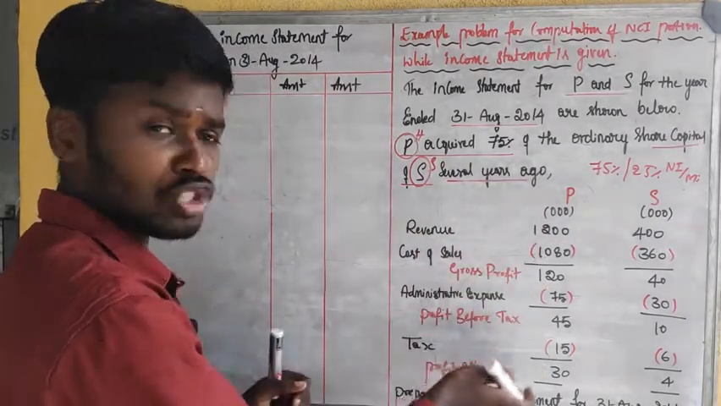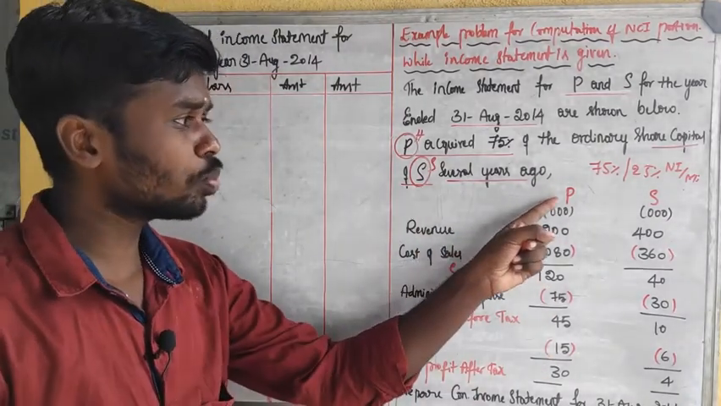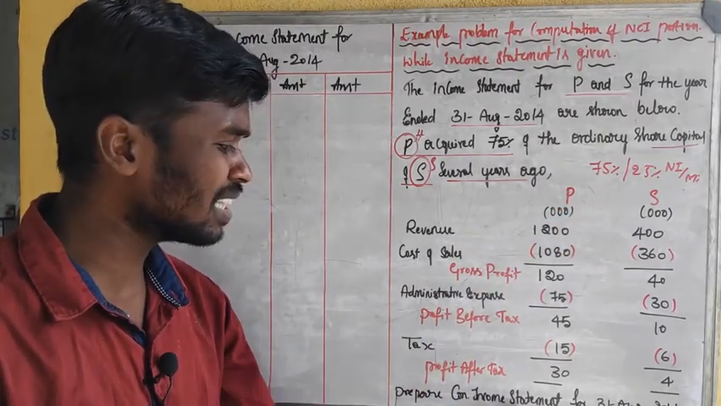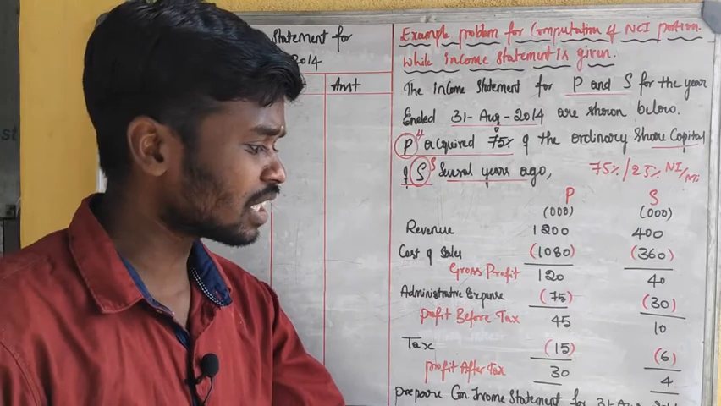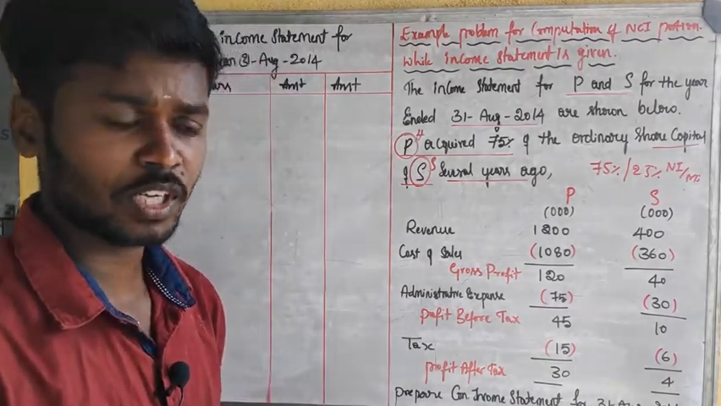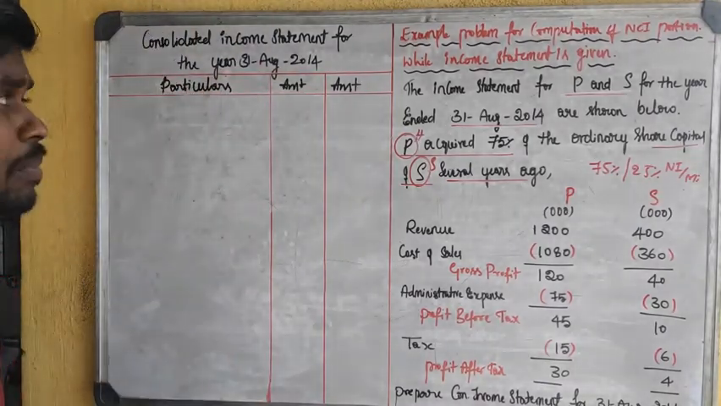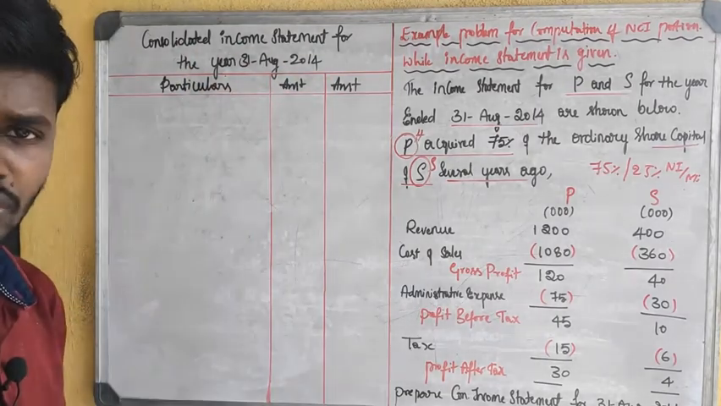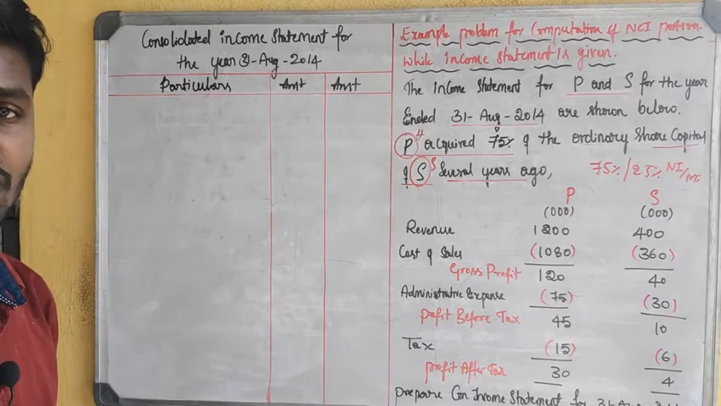Okay, so the income statement is given related to P Limited and S Limited. Based on this we have to prepare the consolidated income statement for the year ended 31st August 2014. Okay, so this is the actual format to prepare the consolidated income statement, which is similar to the consolidated financial statement.